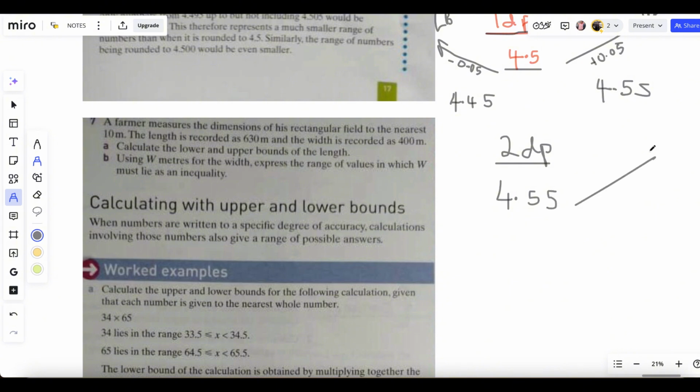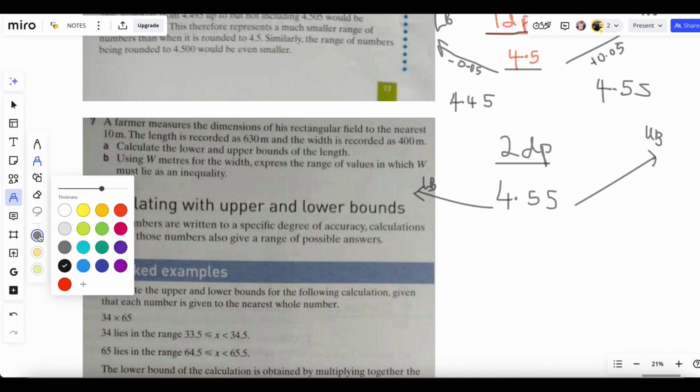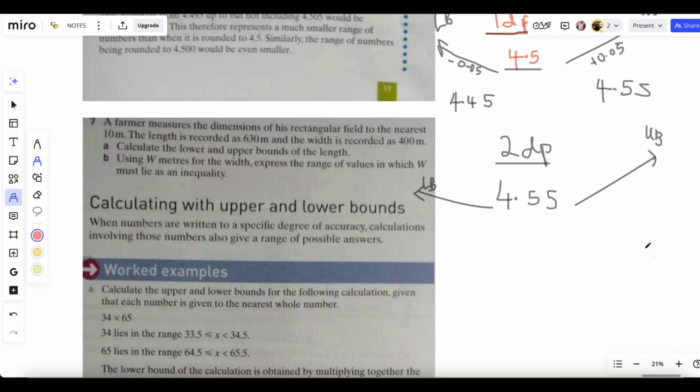To find the upper bound, UB, what should we do? Since it's a 2 decimal place number, and to find the lower bound, what should we do? It's the same logic. Even without me saying it, you already know what you should do. You say plus 0.005.